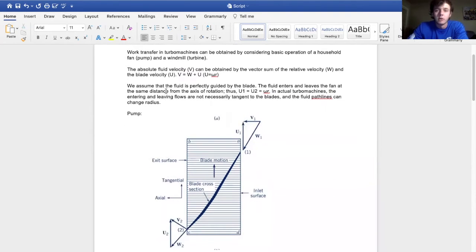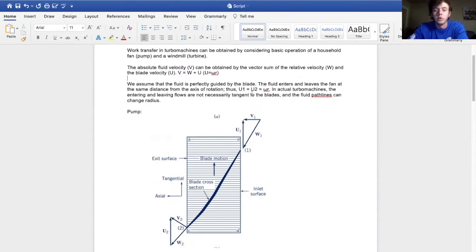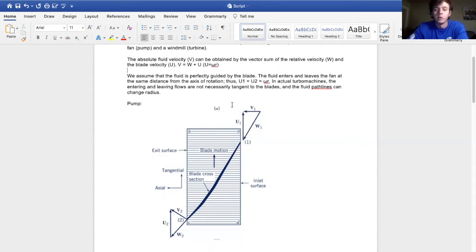And in these problems, we're going to assume the fluid is perfectly guided by the blade. The fluid enters and leaves the fan at the same distance from the axis of rotation. So U1 equals U2, or the blade velocities are equal. In actual turbomachines, the entering and leaving flows will not necessarily be tangent to the blades due to outside environmental factors, and the fluid path lines are able to change radius, but we're going to ignore that.